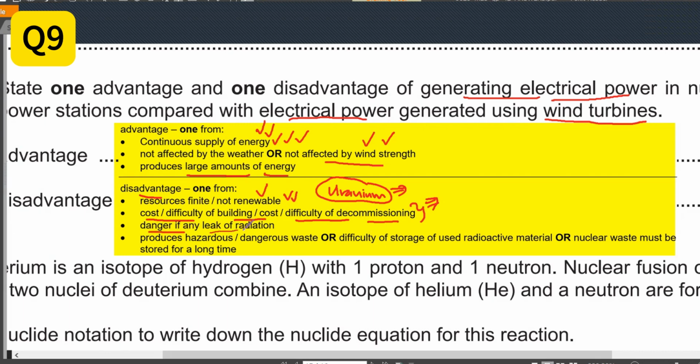Danger if any leak of radiation. It can produce some harmful radiation, and if it is leaked out, then it's quite dangerous. It can also produce hazardous waste. When the uranium breaks down, it will produce nuclear waste, other atoms that can be quite dangerous and very difficult to convert to harmless material. Basically, it is very difficult to store the used radioactive material, and the nuclear waste must be stored for a long time. The storage is very difficult.